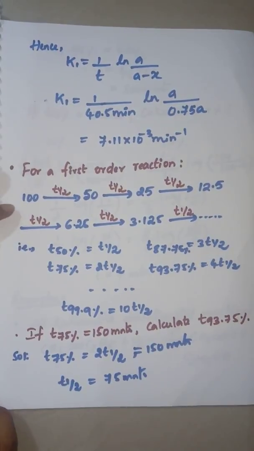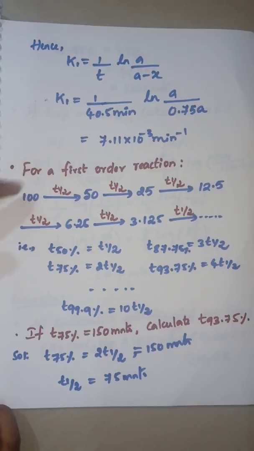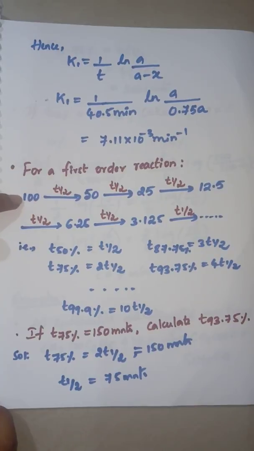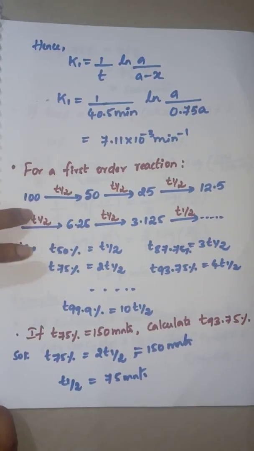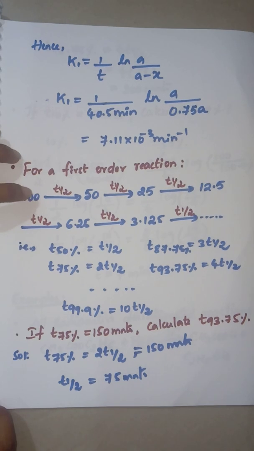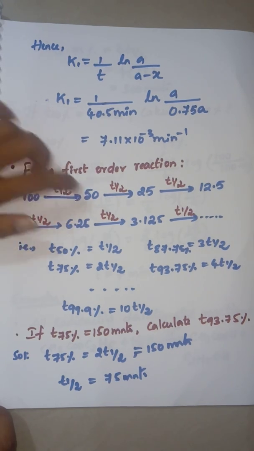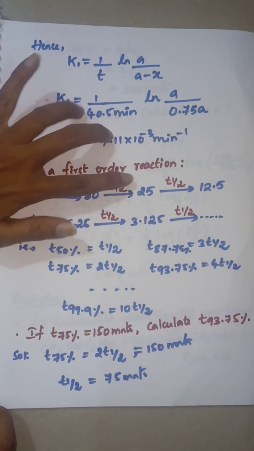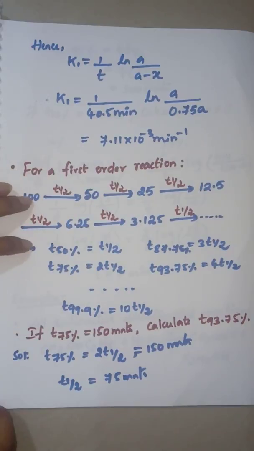So for a first order reaction, in a first t half, how much of the reactant is decomposed is 50%. Okay. And in another t half, 25% is left out, 75% is decomposed. And in another t half, it is 12.5, 6.25. I just have divided 100 by 2. Just divide everything by 2 to get the next term: 100 by 2, 50 by 2, 25 by 2, and so on. So you get these particular terms.